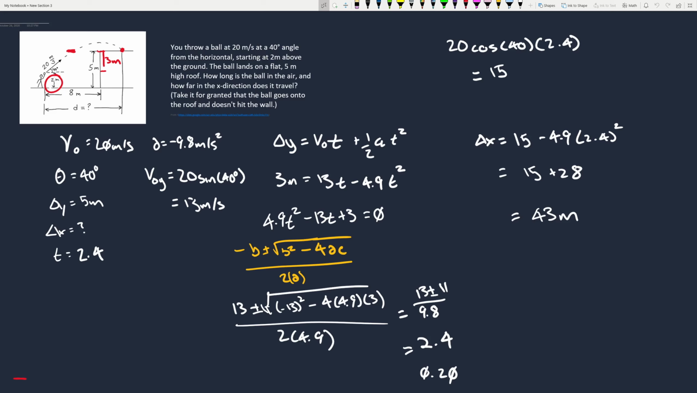And so once again, this was just a projectile motion problem that demonstrates what we learned about how to split the x and y components and how we can use each other to figure out the others. So hope this helps.